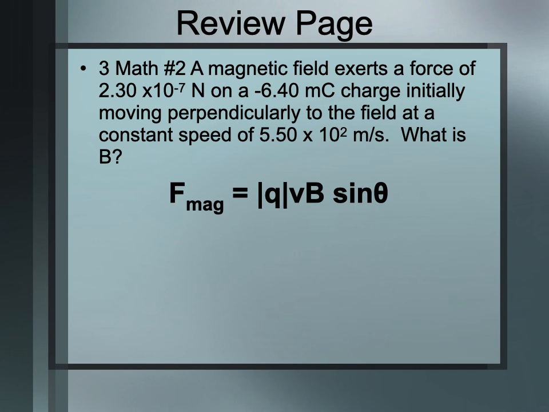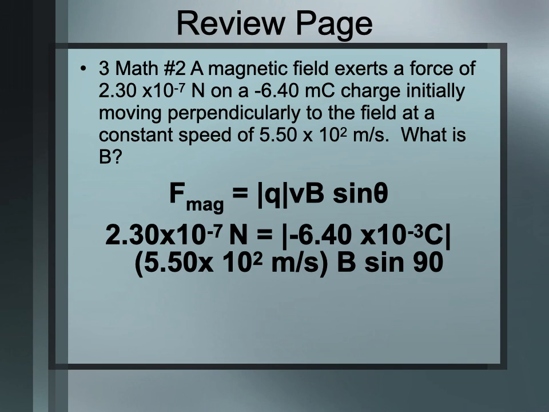So we have our equation, and we plug in our numbers. The force is 2.3 times 10 to the negative 7th newtons. We have the charge; I changed it to 10 to the negative 3rd coulombs because those were millicoulombs. Meters per second on the speed. We don't know B, and then sine of theta. Now, sine of theta is 1, so that's just going to disappear.